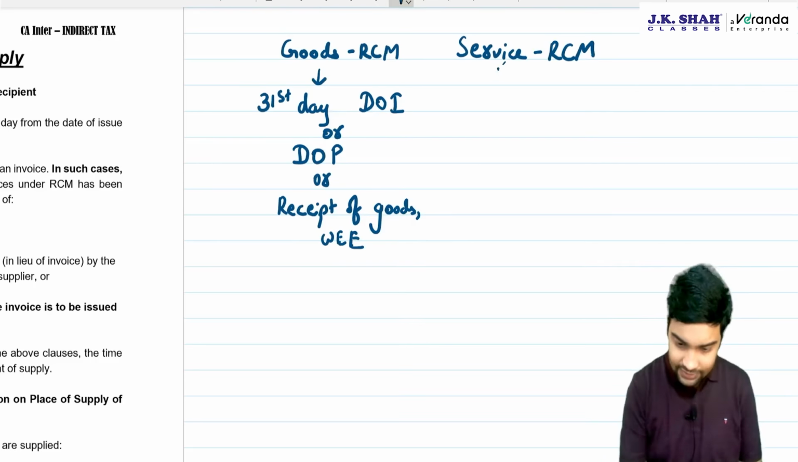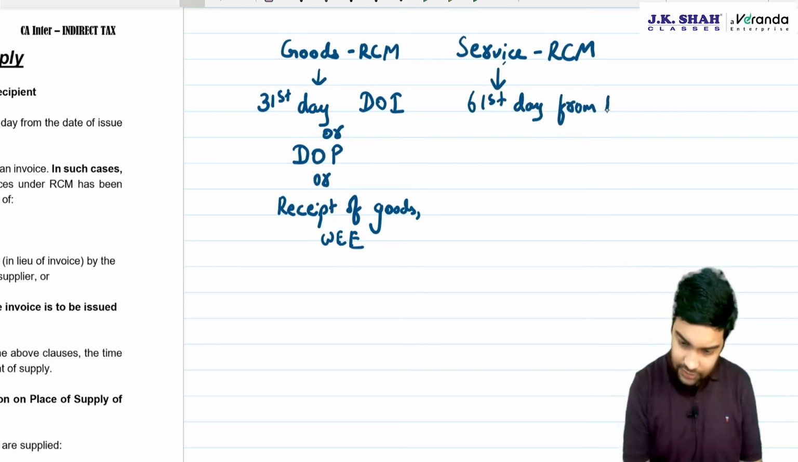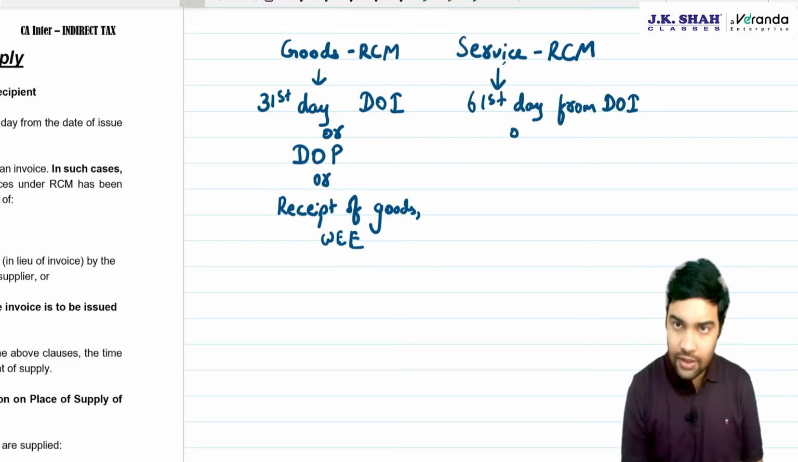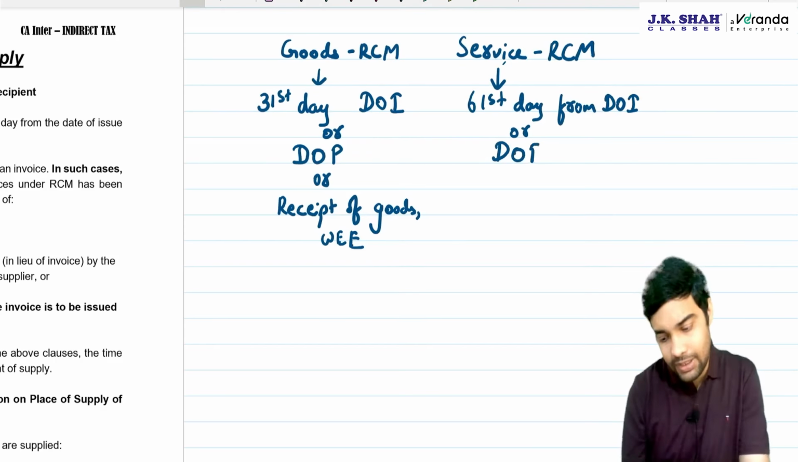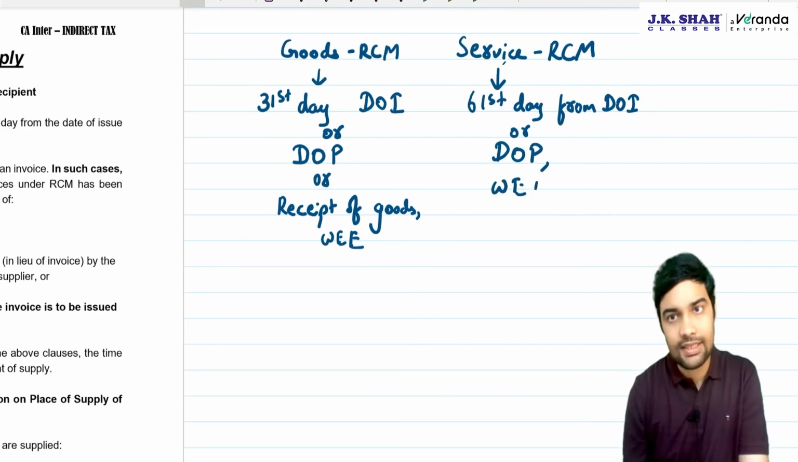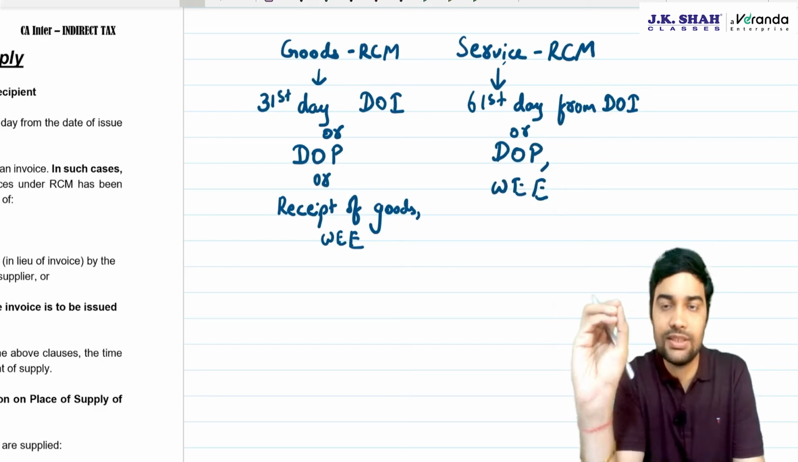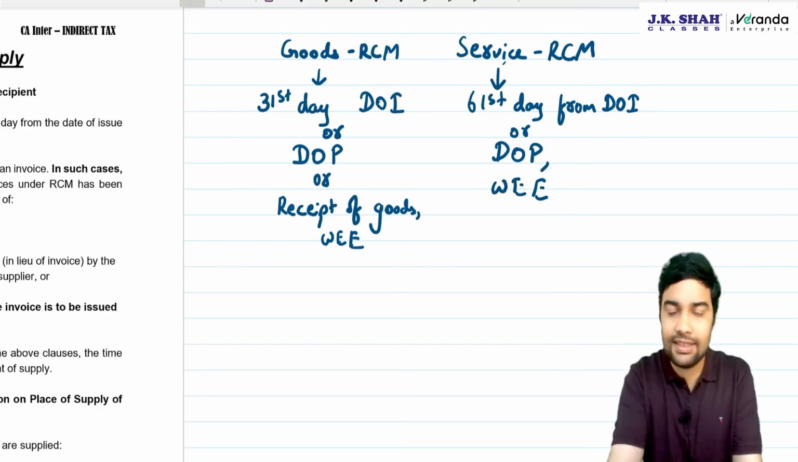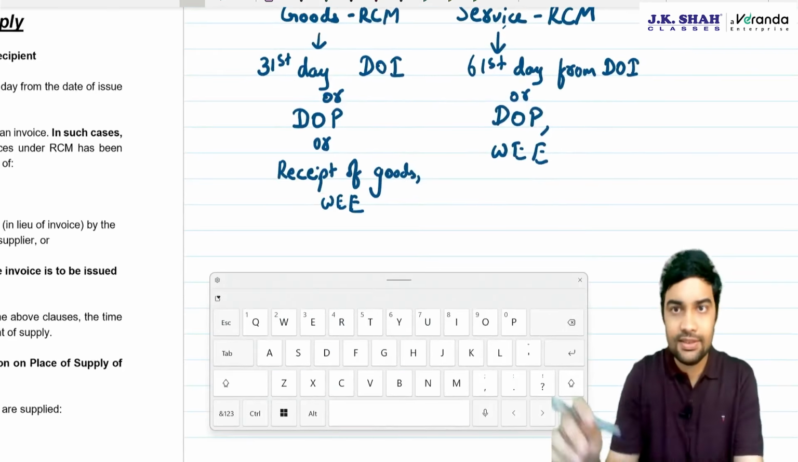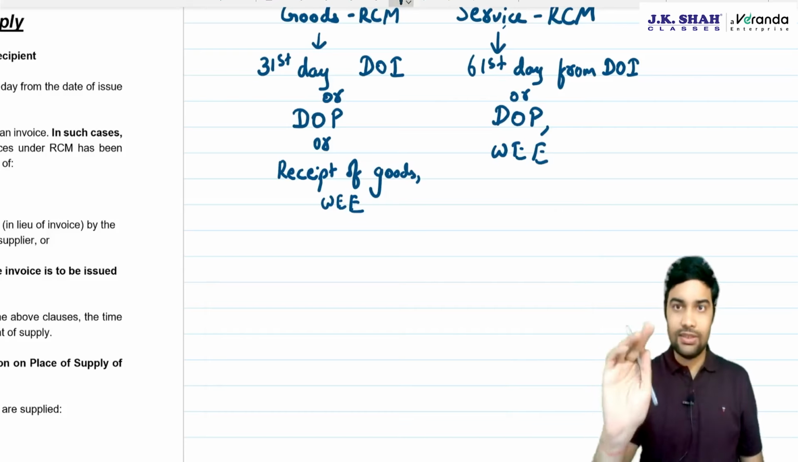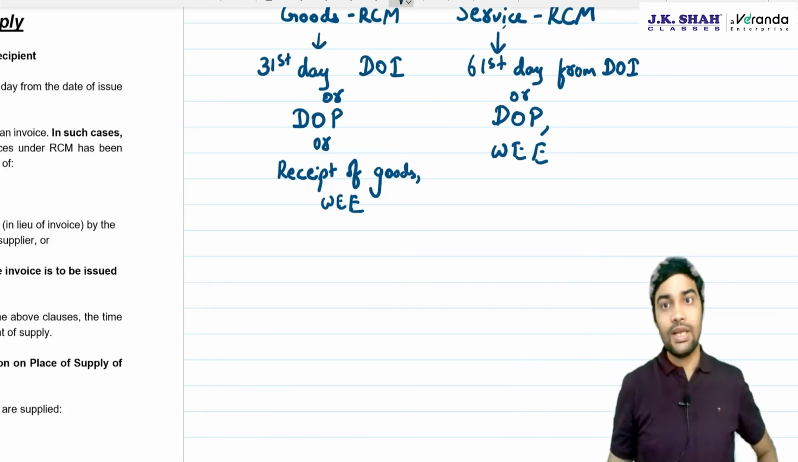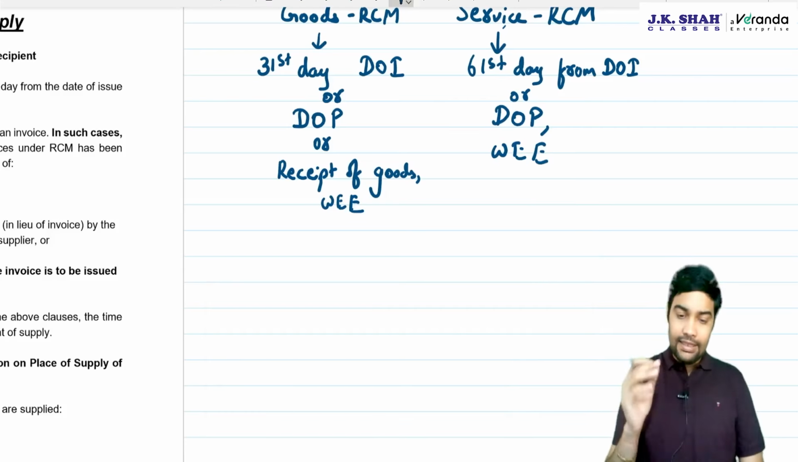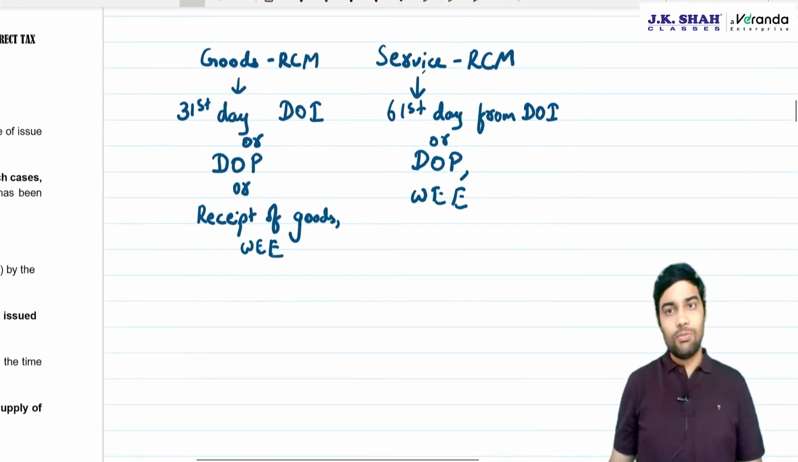Now for services, 61st day from date of invoice or date of payment, whichever is earlier. This was the time of supply. You remember this? Yes. Correct. Now, there was one problem.